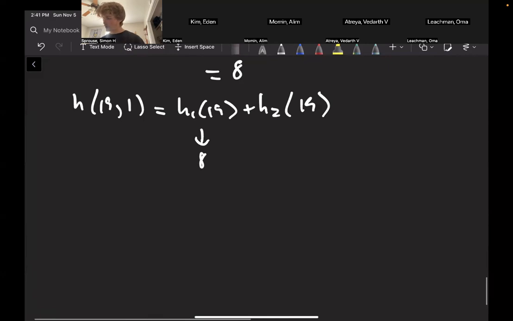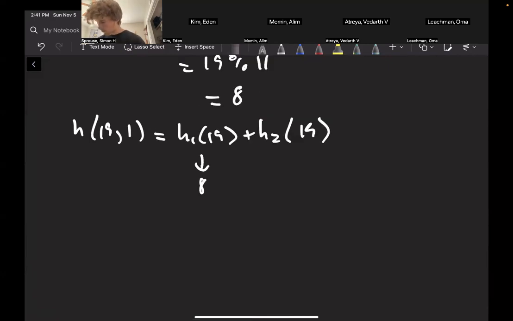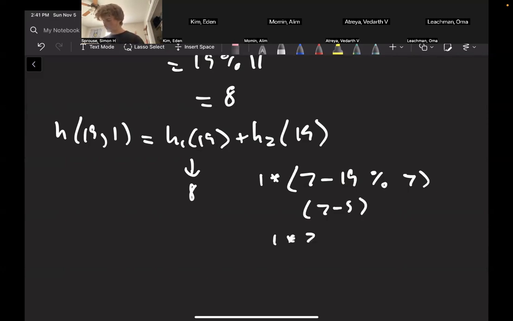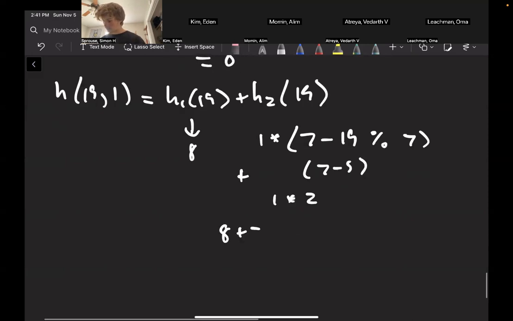Okay, anyways, where were we? So now i is 1, so we're going to do 1 times h2. It's going to be 1 times, let's see, 19, no, it was 7 minus 19 mod 7. And let me be consistent. I think 19 mod 7 is 5, right? So 7 minus 5, so it's 1 times 2. So it's 8 plus 2.